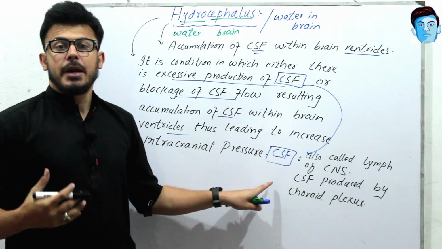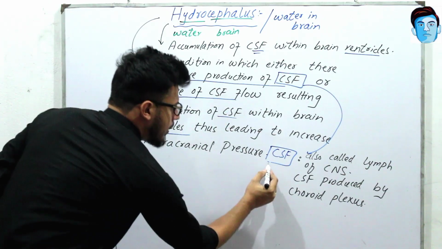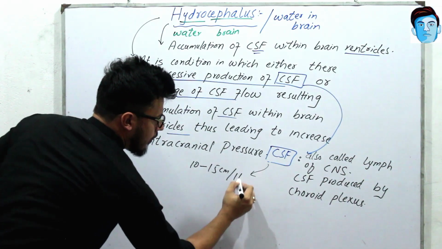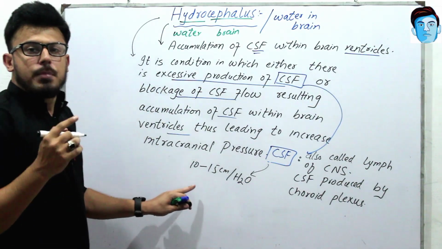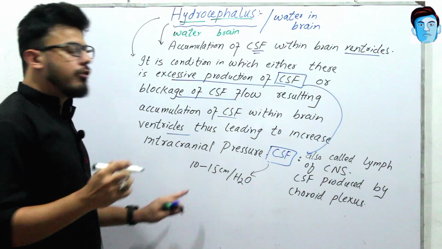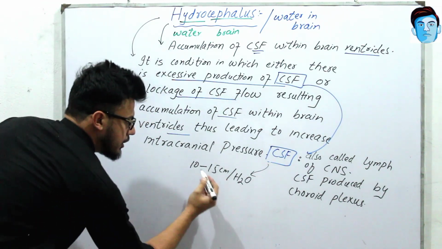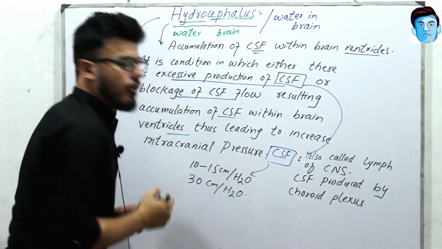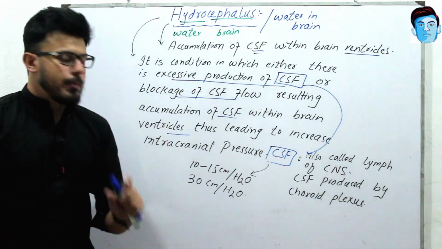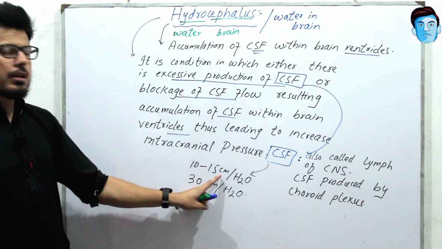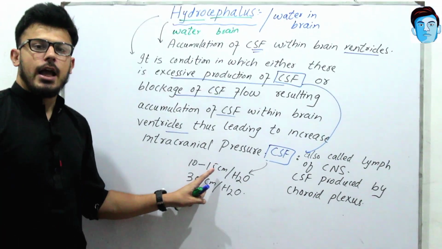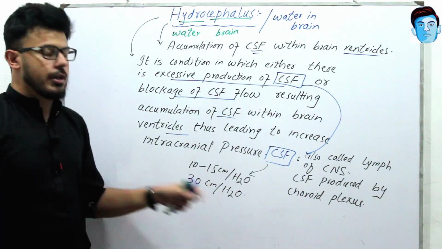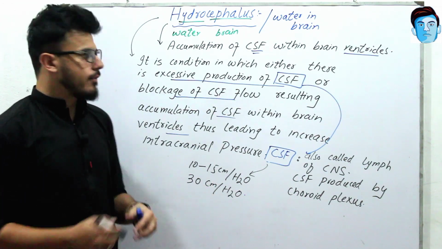Now what is the normal pressure of CSF? The normal pressure of CSF is 10 to 15 centimeters of water when a person is lying in a supine position. But in a standing position, the CSF pressure is 30 centimeters of water. So the normal CSF pressure in supine position is 10 to 15 centimeters of water, and in standing position it is 30 centimeters of water.